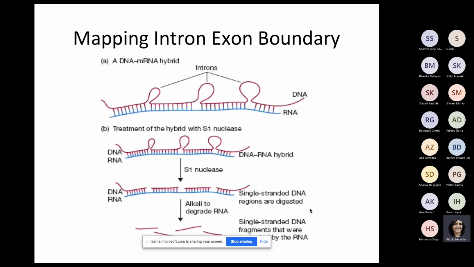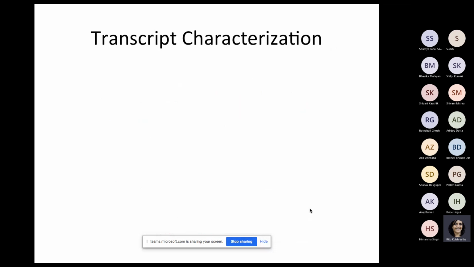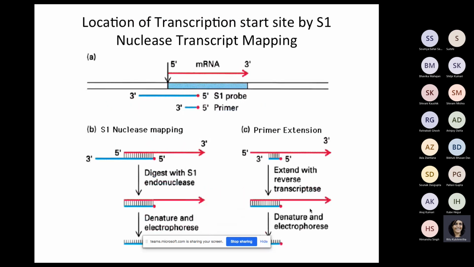So the next topic is how do we characterize the transcripts? At many points, you will have to know what the intron-exon boundaries are. How do you decide what the intron-exon boundaries are? Or let's say you have a partial cDNA and you want to know the ends of the cDNA, what is the transcription start site, what is the end site, and so on. So with respect to that, I'll tell you a few techniques.